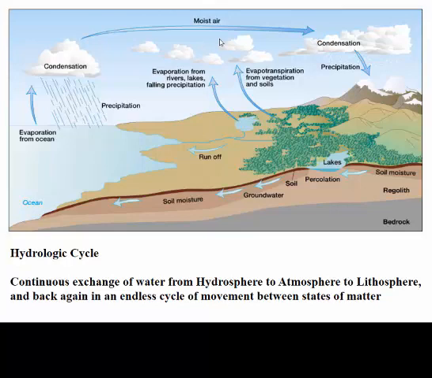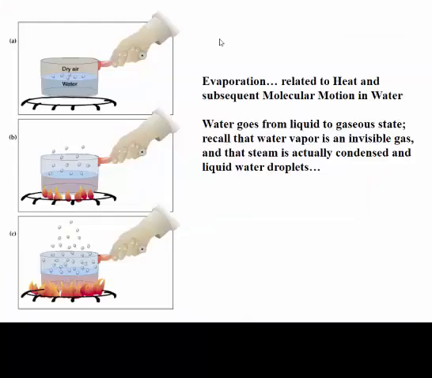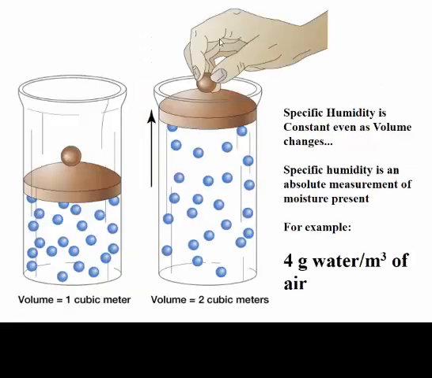When it hits the ground and percolates and infiltrates into the ground, it eventually makes its way via gravity, just like rivers do. So we have evaporation, and it's basically changing from a liquid to a vapor, a gaseous state. We have different volumes.